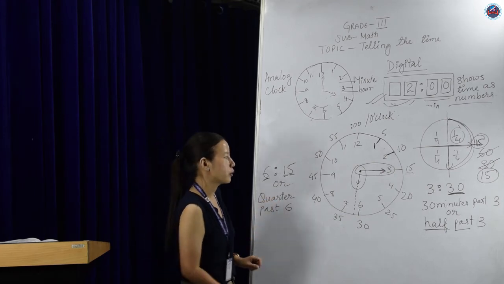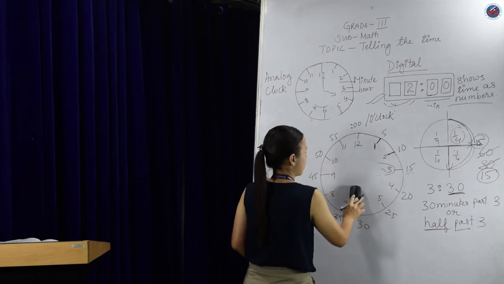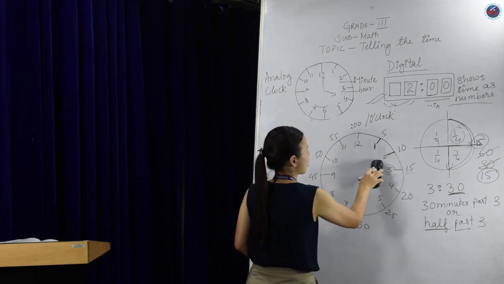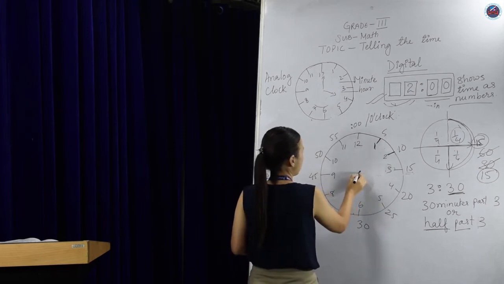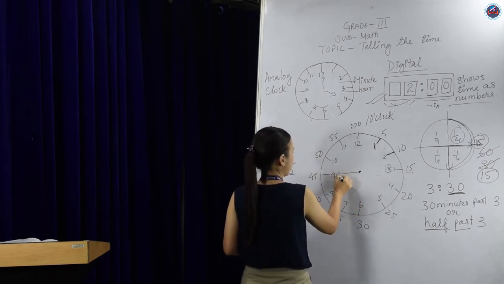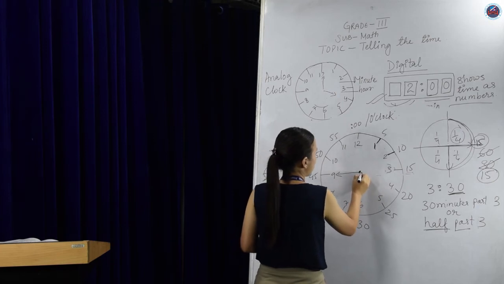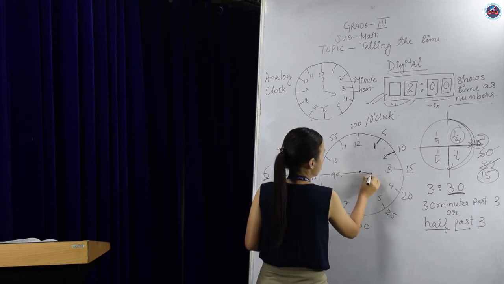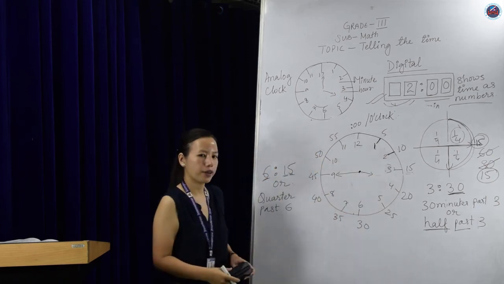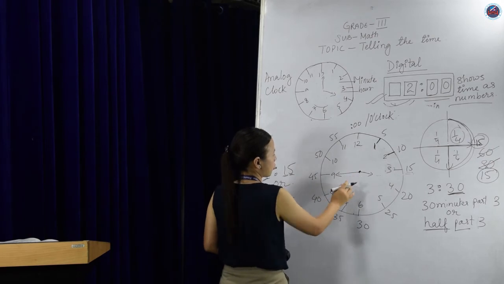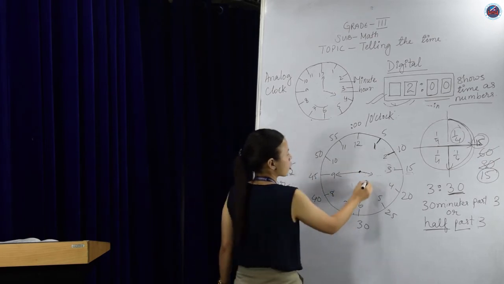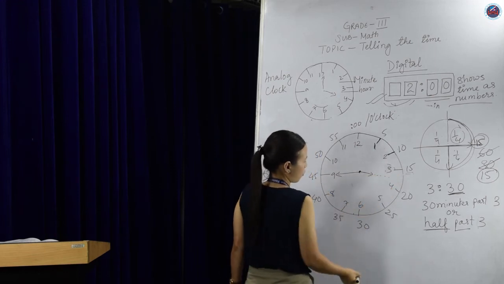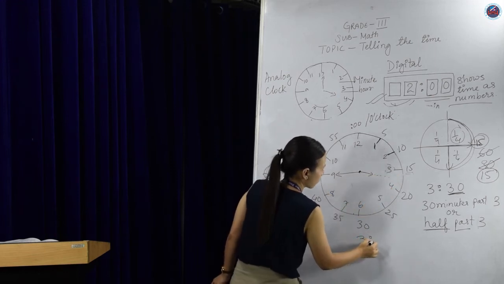Now let's go to one more. I'm going to change the position of the hands. Now this time the long hand will point at 9, and the short hand points somewhere here. Now here, first our step is to look at the short hand. This short hand has just passed this 3, so our time is still 3.